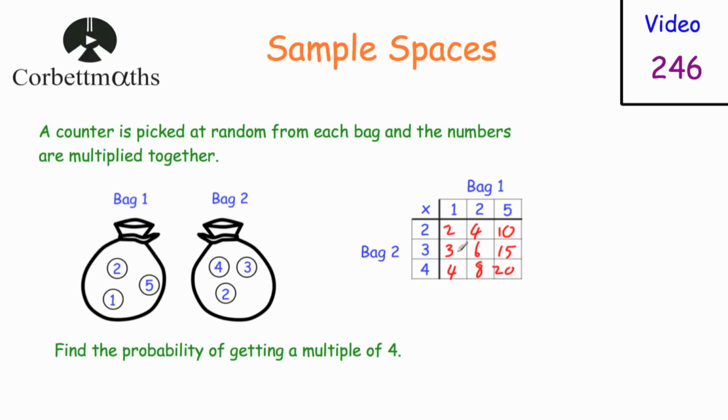Okay, so let's look at our outcomes and see which ones are multiples of 4. Well, 2 is not a multiple of 4, 4 is a multiple of 4, 10's not, 3's not, 6 isn't, 15's not, 4 is, 8 is, and 20 is. So out of our 9 possible outcomes, 4 of them would be multiples of 4. So the probability of picking a multiple of 4 would be 4 out of 9, or 4/9, and that's it.